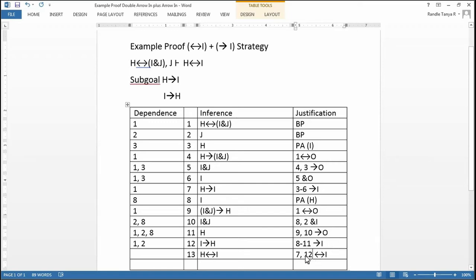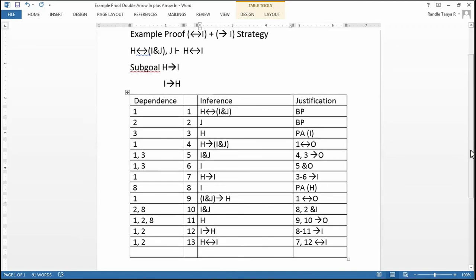So line 13 is going to depend on what lines 7 and 12 depend on. Line 7 depends on 1. Line 12 depends on 1 and 2. So line 13 depends on 1 and 2. 1 and 2 are our basic premises, so we're in good shape. Line 13 does not depend on either provisional assumption, and so our argument is valid.